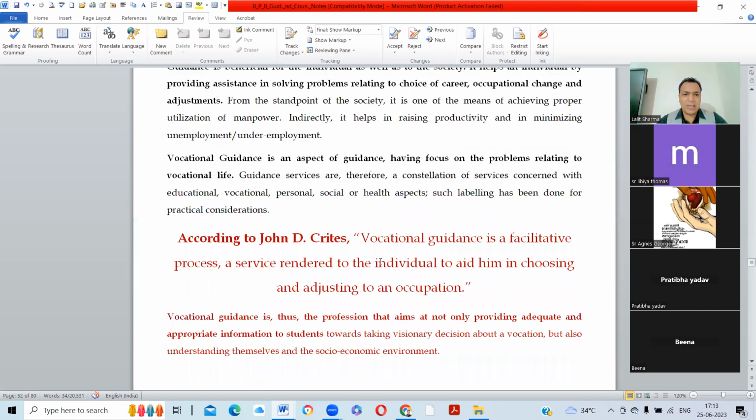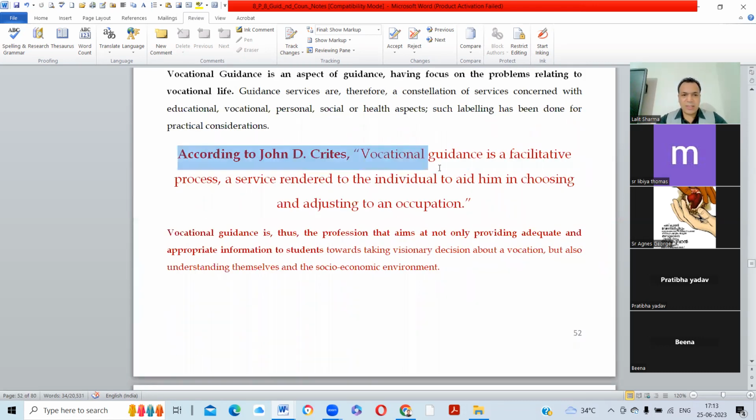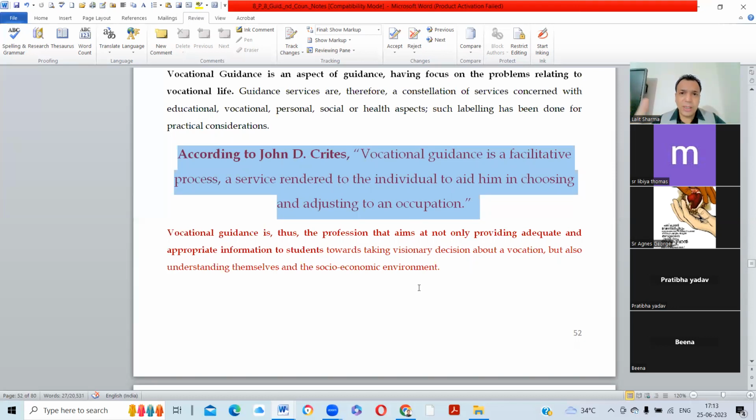Under the vocational guidance, one definition is, according to the D criteria, vocational guidance is a facilitative process, a service rendered to the individual to aid him in choosing and adjusting to an occupation. Guys, basically now, in the adolescent age, students are so much confused to take decisions sometimes, so it is the duty of the teacher, right? You have to help the students by choosing a correct path, correct career, correct occupation. So this is the vocational guidance.